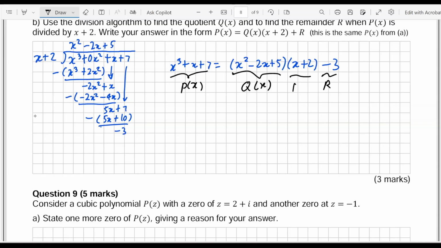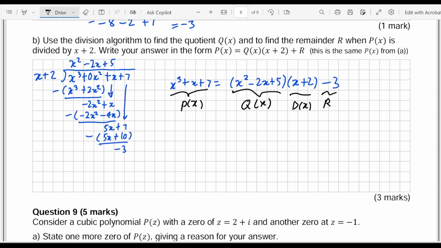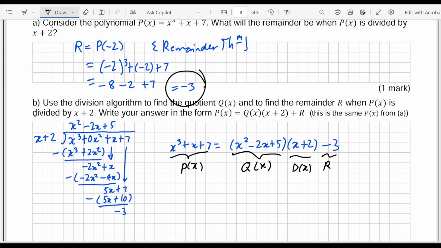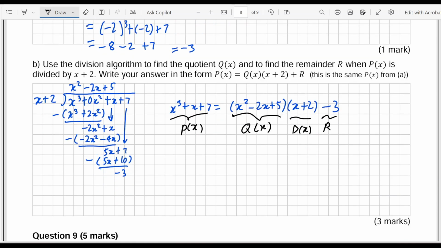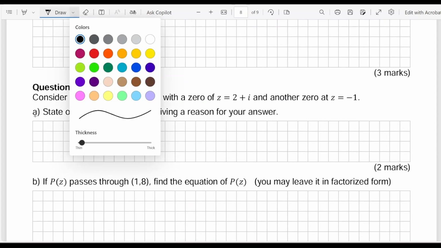Sometimes people call this d of x, so watch out for that. Cool. And obviously make sure the remainder is the same as what you got in part A, otherwise you've probably done something wrong. State one more 0 of this polynomial.